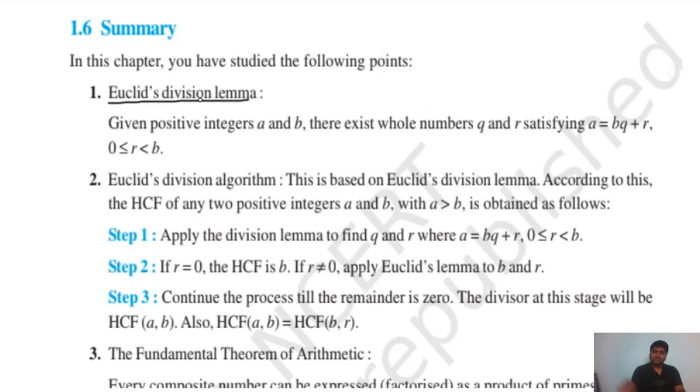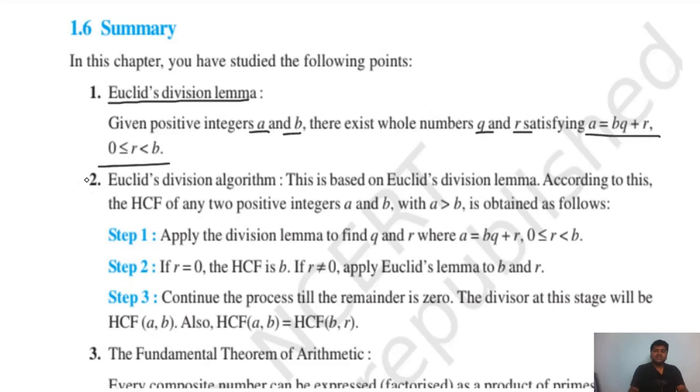We already discussed Euclid's division lemma: given positive integers a and b, there exist whole numbers q and r, that means the quotient and the remainder, satisfying a equal to bq plus r, where r is greater than or equal to 0 and less than b. So given two positive integers a and b, there exist whole numbers q and r such that a equals bq plus r, where 0 is less than or equal to r, less than b.